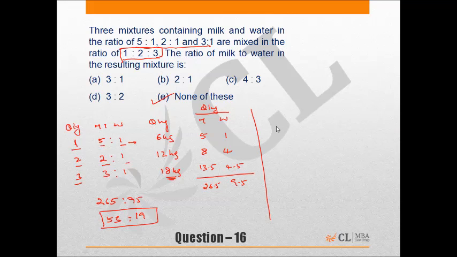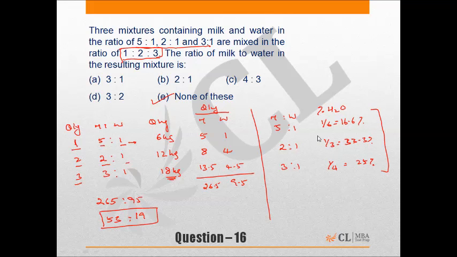Again, let me just write down. The first one is 5 is to 1, milk is to water. The second one is 2 is to 1, and the third one is 3 is to 1. So what is the percentage of water in each of these mixtures? Percentage of water in the first mixture is 1/6, which is equal to 16.6%. The second one is 1/3, which is equal to 33.3%. And the last one is 1/4, which is equal to 25%.